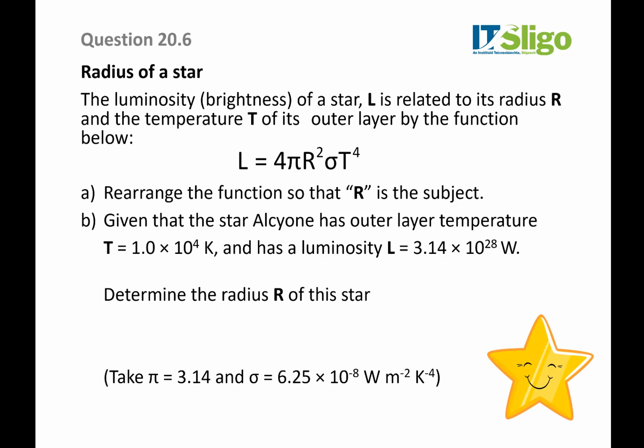So these are the values then. Take pi to be 3.14, and this is a slightly adjusted Stefan's constant. Feed those in, watch your units. And if you can get this one out, guys, I think you've learned quite a lot.